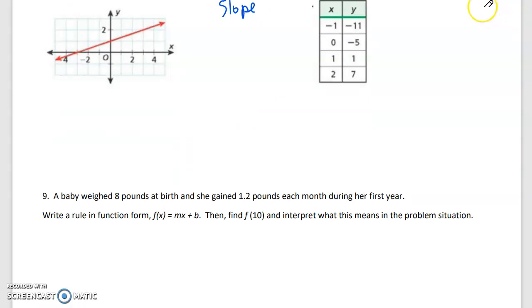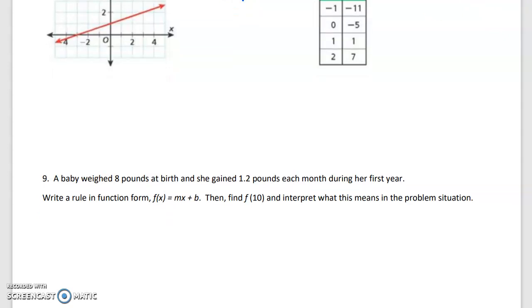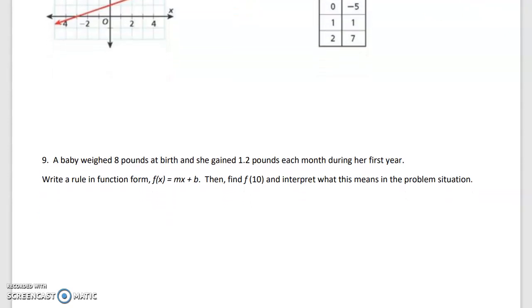And the last one is a word problem. And again, we're just going to be using the same y equals mx plus b notation. A baby weighs 8 pounds at birth, and she gains 1.2 pounds each month during her first year of life. Write this as a function rule. Y is f of x equals mx plus b. Find f of 10. Again, this would be your input. And interpret what this means. And what I mean by that is using the words in terms of what's happening in the problem.